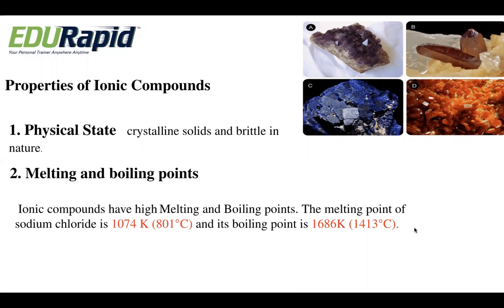Some examples of this we can see: the melting point of sodium chloride. As I told you, sodium chloride, that is NaCl, which is also called common salt, is 1074 Kelvin, or 801 degrees Celsius. It means we require 801 degrees Celsius to change the state of sodium chloride. When we want to boil it, the boiling point is 1686 Kelvin, that is around 1430 degrees Celsius. We require so much high energy to change the state of ionic compounds.